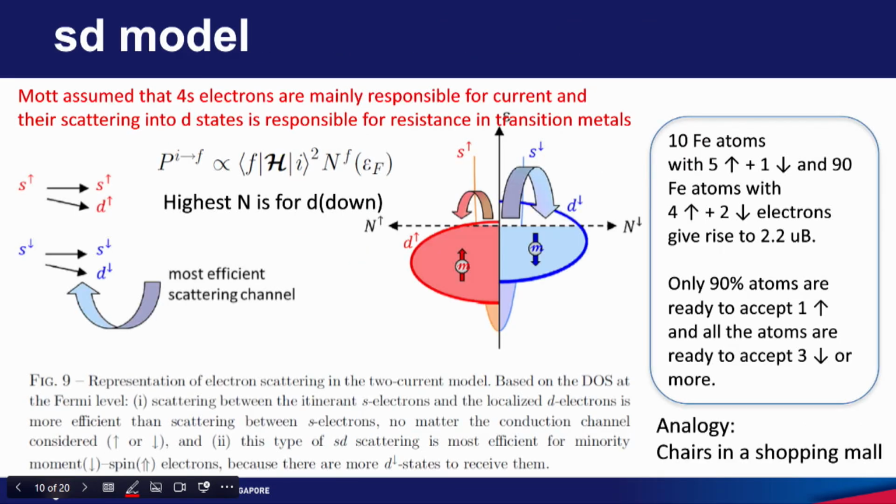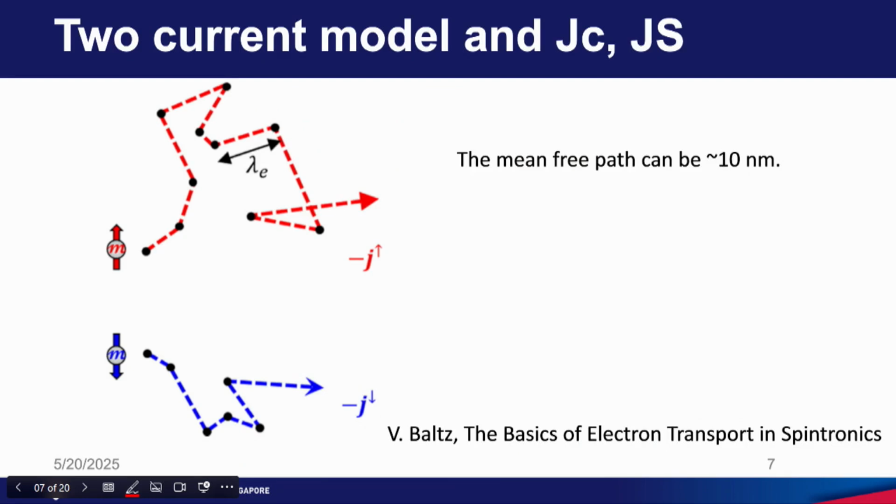Okay, so we also learnt that the electrons do not go straight, right? They undergo scattering. Typically they get scattered from other electrons or phonons. The mean free path is around 10 nanometer, so they can travel around 10 nanometer. This 10 nanometer is very critical because only at this scale we will see effects like GMR.